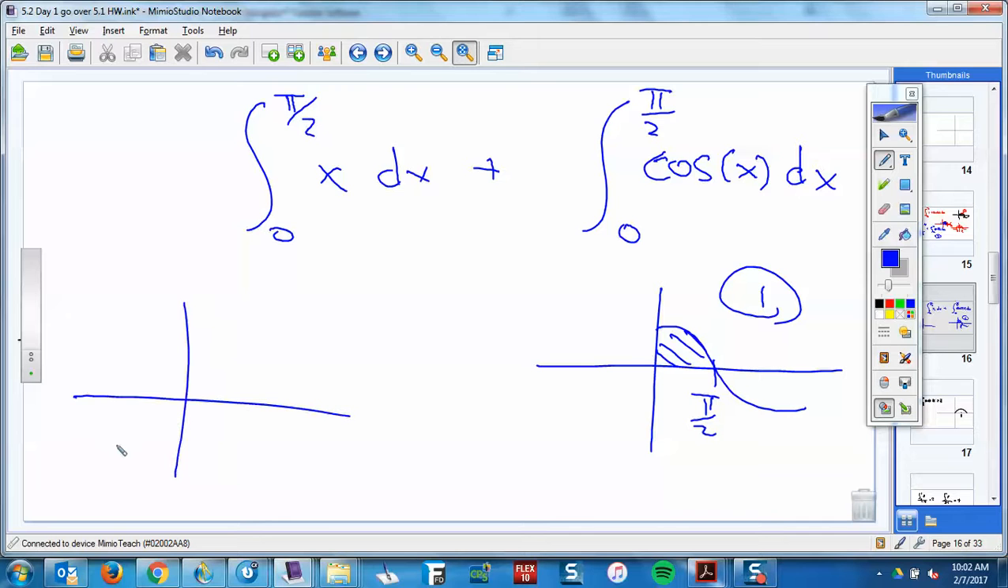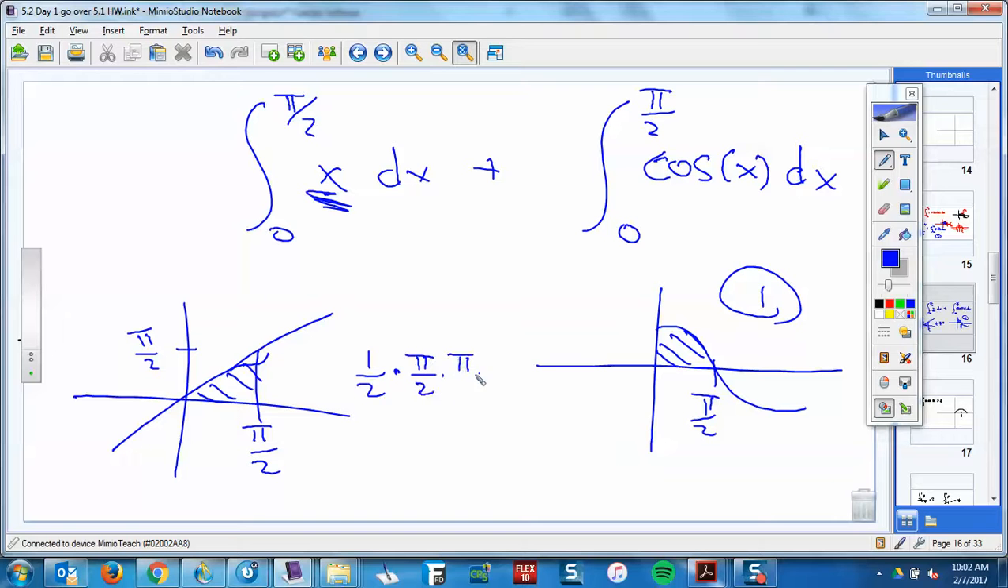And this is y equals x. I just want us to get real comfortable graphing these. And then 0 to pi halves, well, what would be the y value there? It's y equals x, right? So if you go over to pi halves, you go up pi halves. So the y value is pi halves. So it's a triangle that's 1 half times pi halves times pi halves. So it's pi squared over 8. So this would be pi squared over 8 plus 1, right?